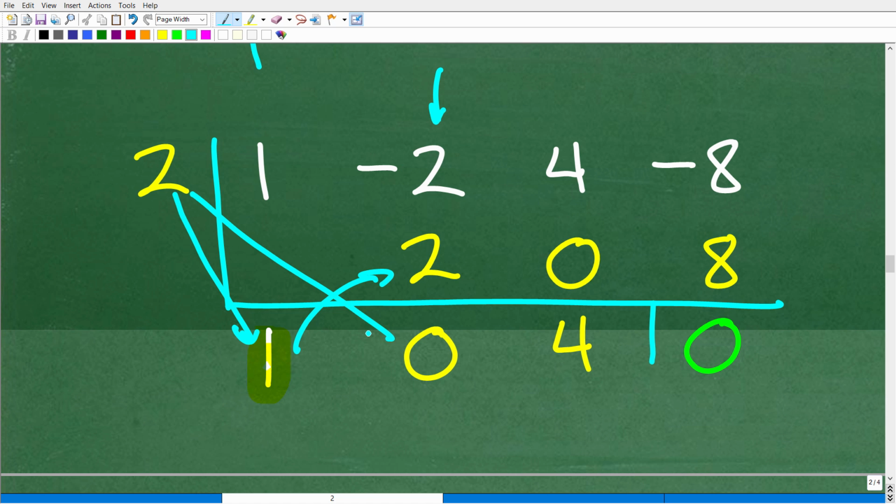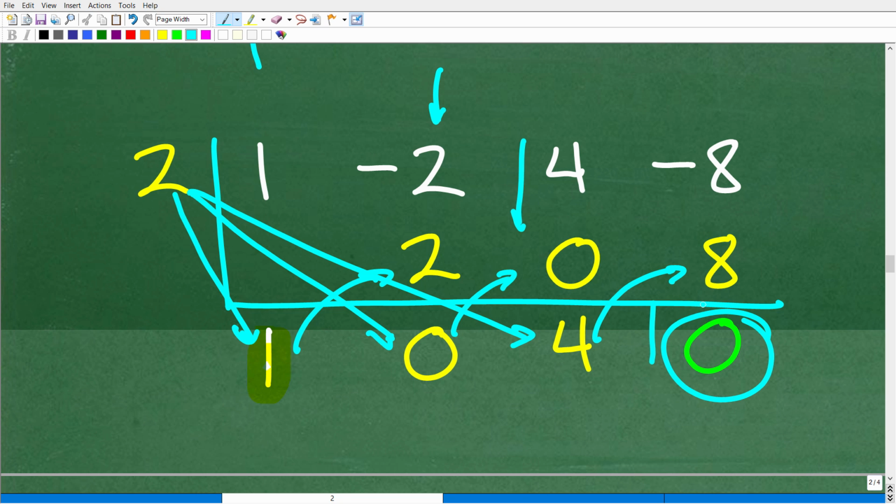All right, so 2 times 0 now is 0. Okay, we're going to add down. 4 plus 0 is 4. And then 2 times 4 is 8. -8 plus 8 is 0. All right, awesome. 2 is a solution, because 0 is a remainder. Now we can take the next step to figure out the rest of the solutions to this polynomial equation.